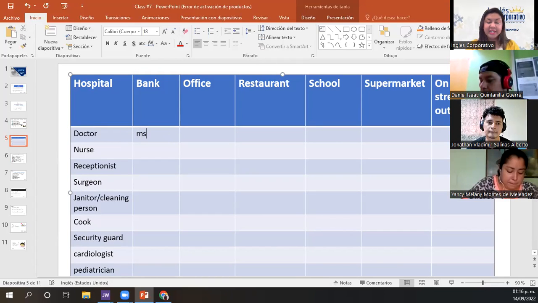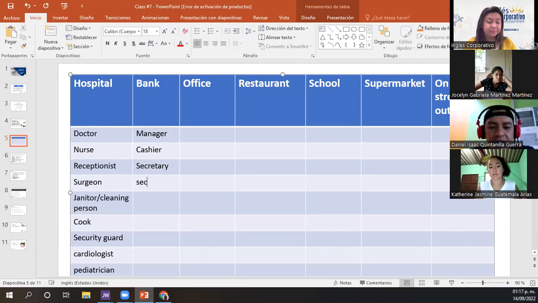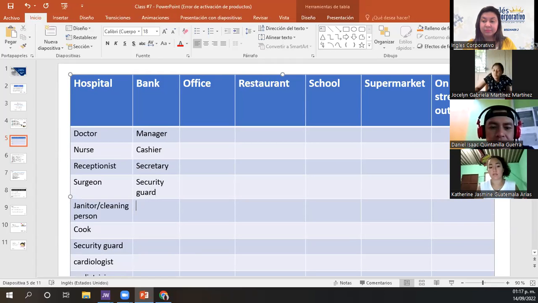Gerente. Okay, in English, please, right? Ah, okay. So, manager. Cashier. Yes, cashier. Secretary. Okay. Security guard. Executives. Different types of executives. Okay, now in the office, okay, different jobs in which you need an office to work in. What are some jobs in which you need an office?